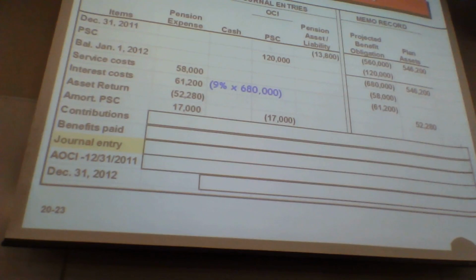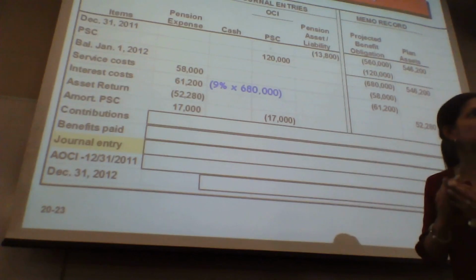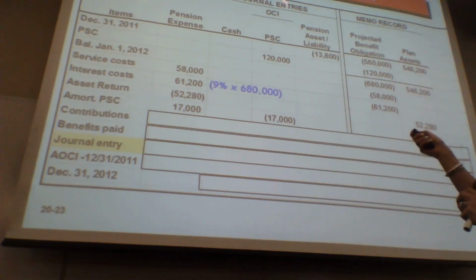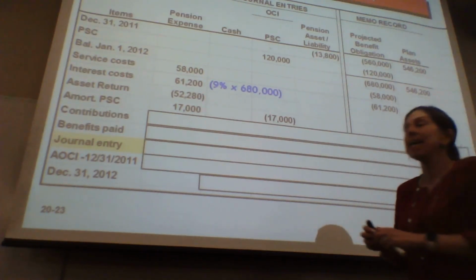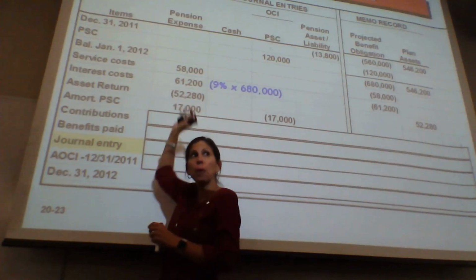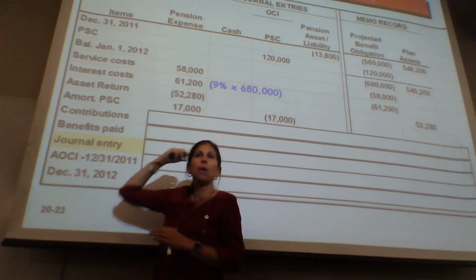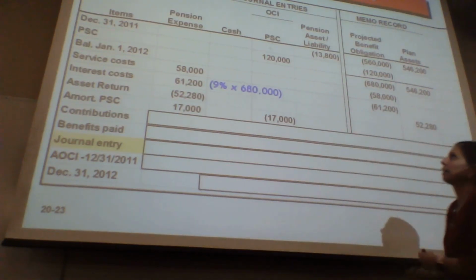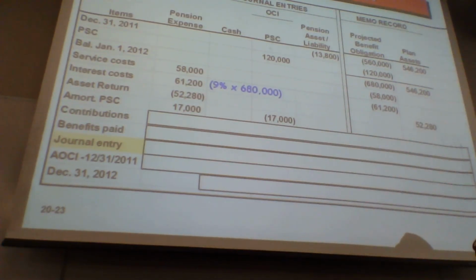So when we make an amendment to our plan, when we incur a big cost to retroactively treat it, we're going to put it in OCI as a loss, and then over time, we're going to amortize it, remove the balance slowly but surely out of other comprehensive income and into pension expense. And instead of taking a big $120,000 hit this year, we're going to take a $17,000 hit every year for the next, whatever the math is, 10 years or so.